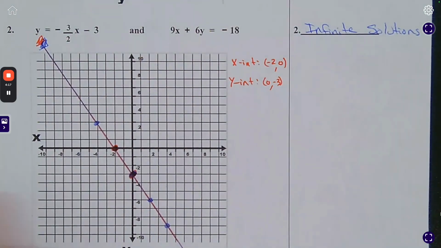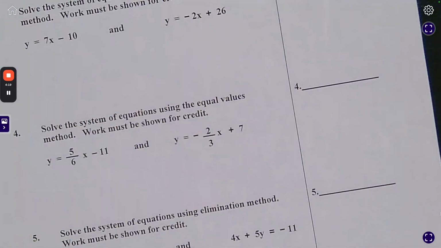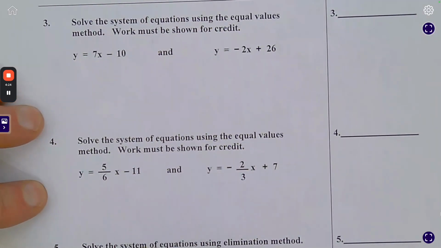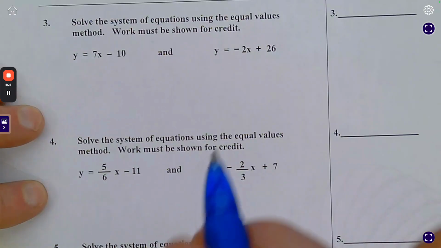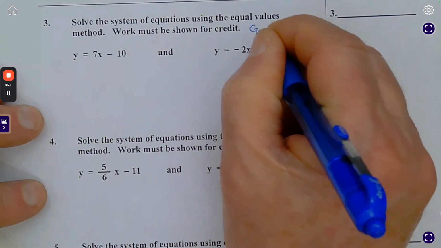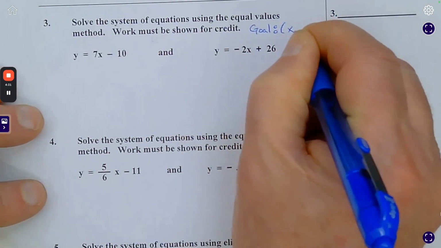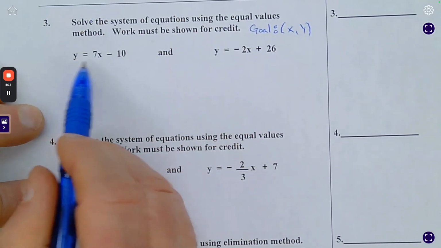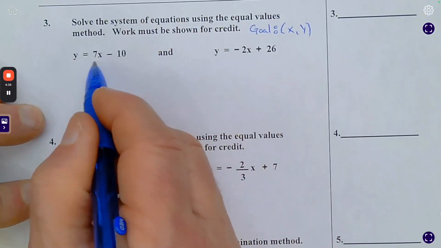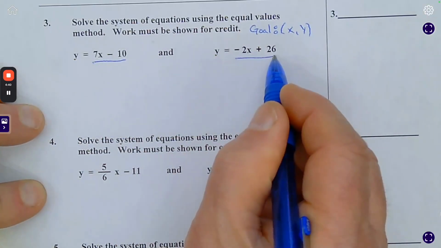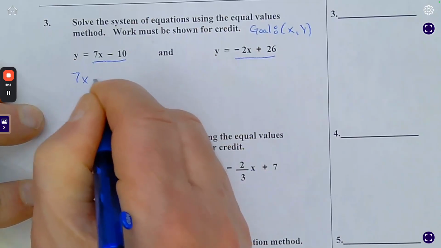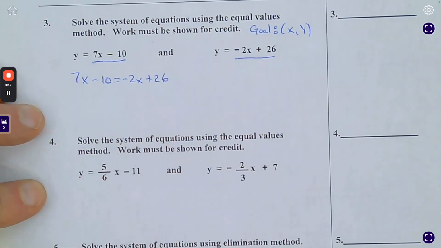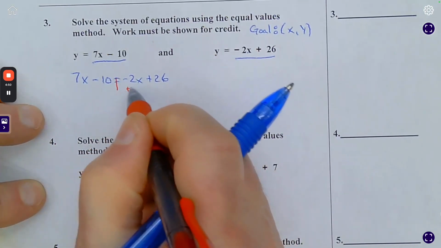Okay, here we go. Page 2. We're going to do the same thing. The goal is to find the point of intersection, but now we're going to use algebra to do so. The goal is to find the ordered pair where this line intersects this line. Because y equals that and y equals that, I know that these must also be equal at the point where they intersect. So I'm going to go ahead and set those equal to each other. Now I'm going to solve this equation for x.